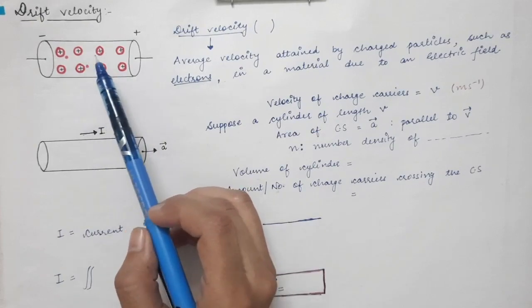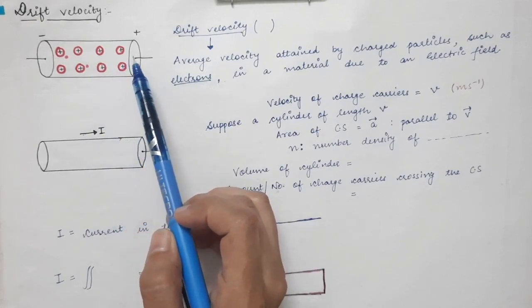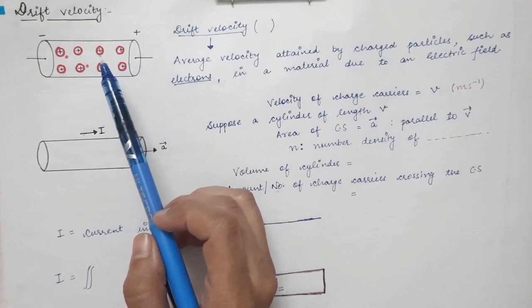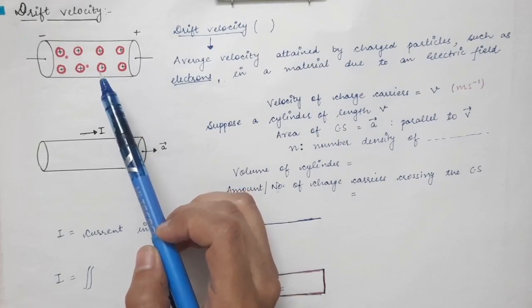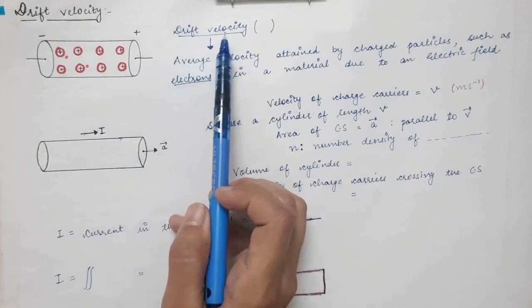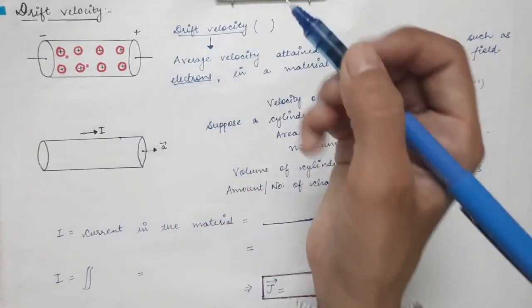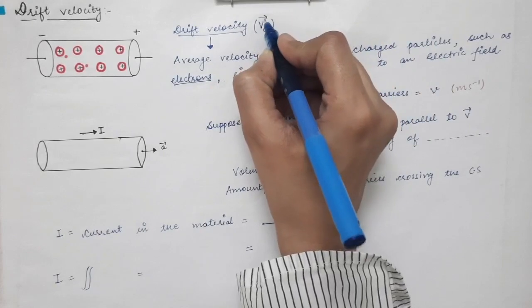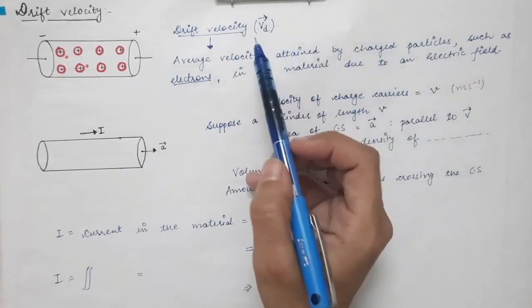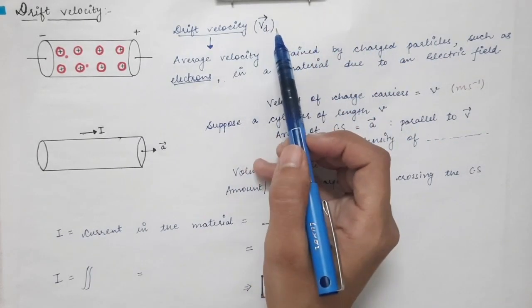So they start moving under the influence of the electric field, and the velocity which they attain due to the influence of the external electric field is called the drift velocity. And usually drift velocity is represented by Vd vector. So it is a vector quantity and it is represented by Vd vector.